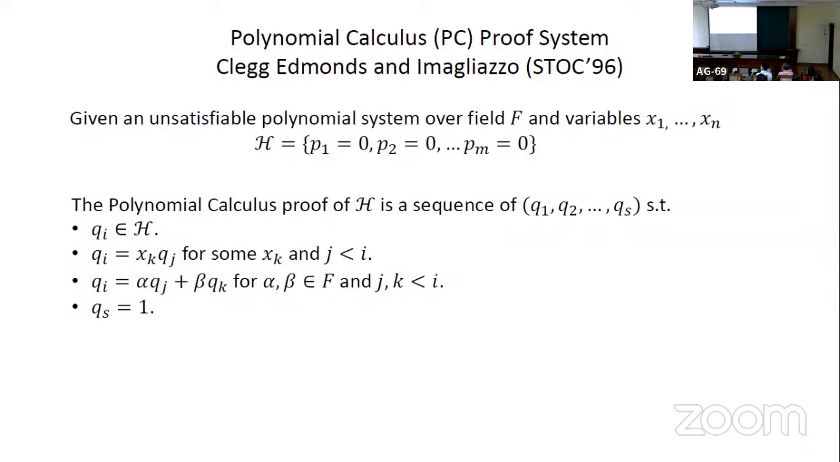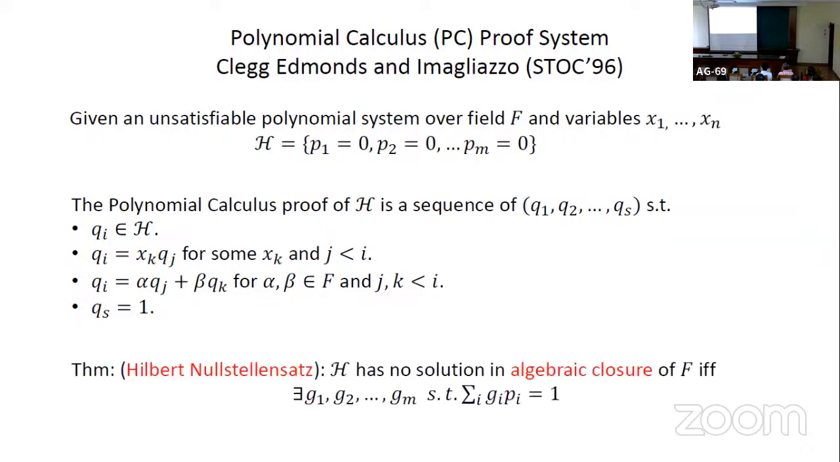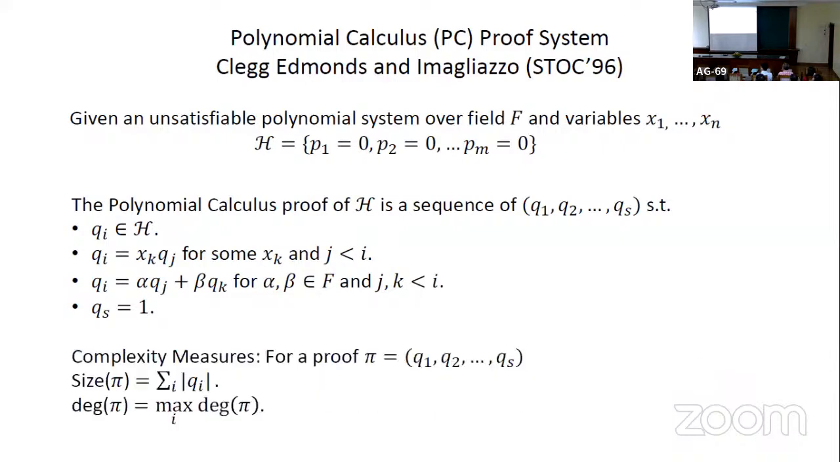So soundness is obvious, and the completeness part follows from the Hilbert Nullstellensatz theorem, which says that if your system has no solution in the algebraic closure of your field, then 1 is in the ideal generated by your polynomial system. And don't worry about this algebraic closure of the field, not the field. It can be taken care of. For us, we'll always have some constraints which will force a solution to be inside the field. So it's a complete and sound proof system.